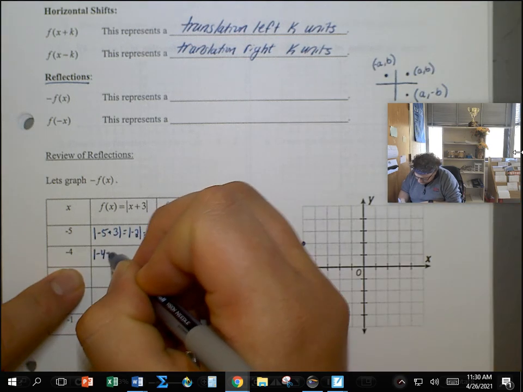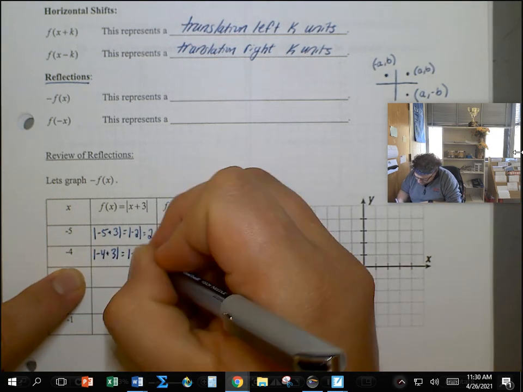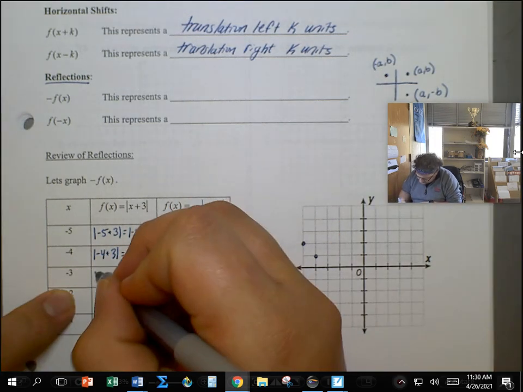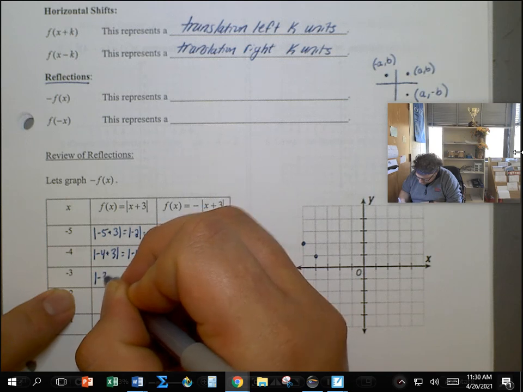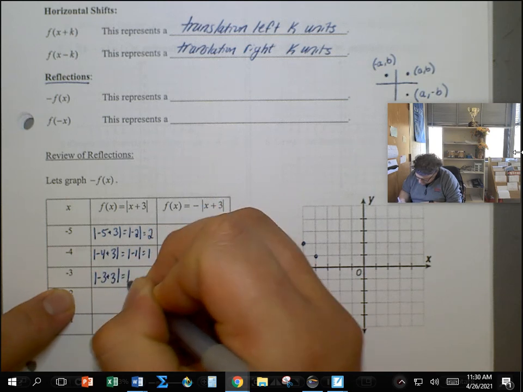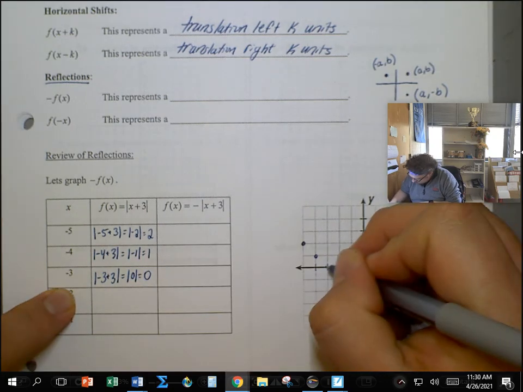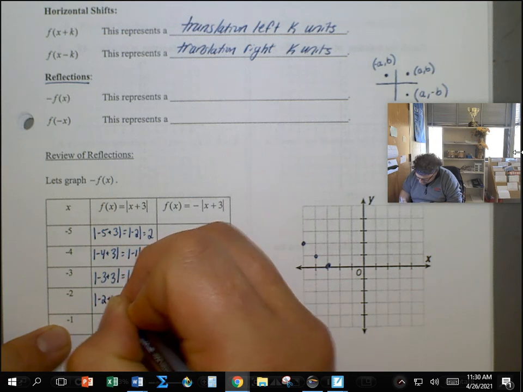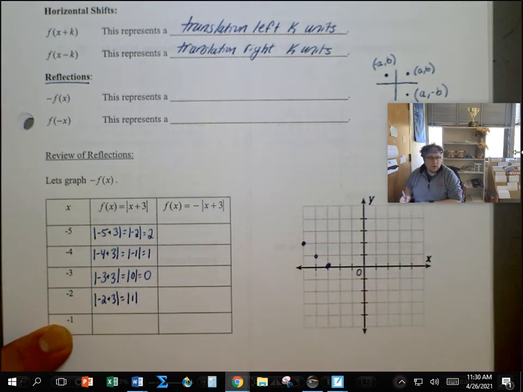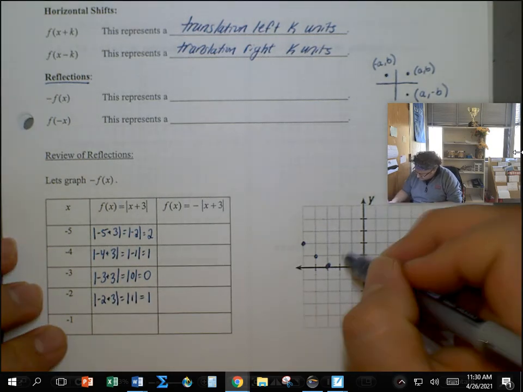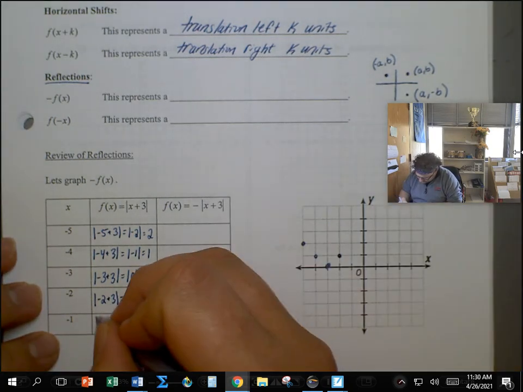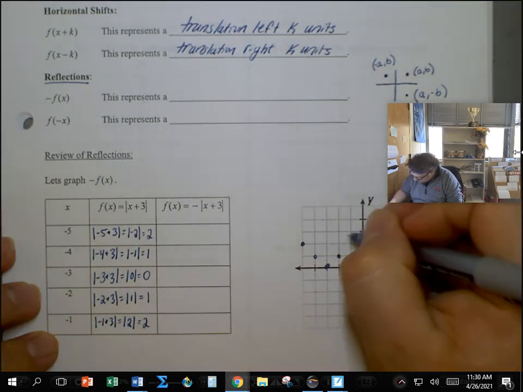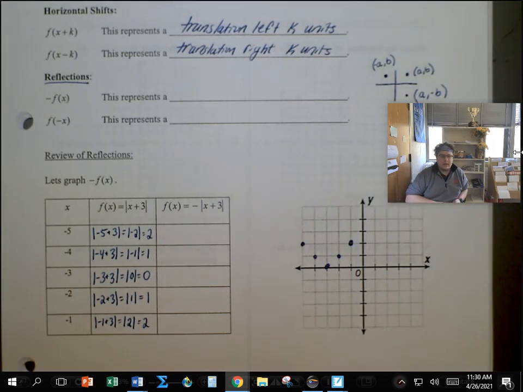And then the same process is going to follow. So this would be absolute value of negative 1. That's just 1. Absolute value of 0 equals 0. And then it's going to bounce back up here. So negative 2 plus 3, that's absolute value of 1. So the output is going to be 1. And then this one will be negative 1 plus 3 for an absolute value of 2. And that's what we're looking at.